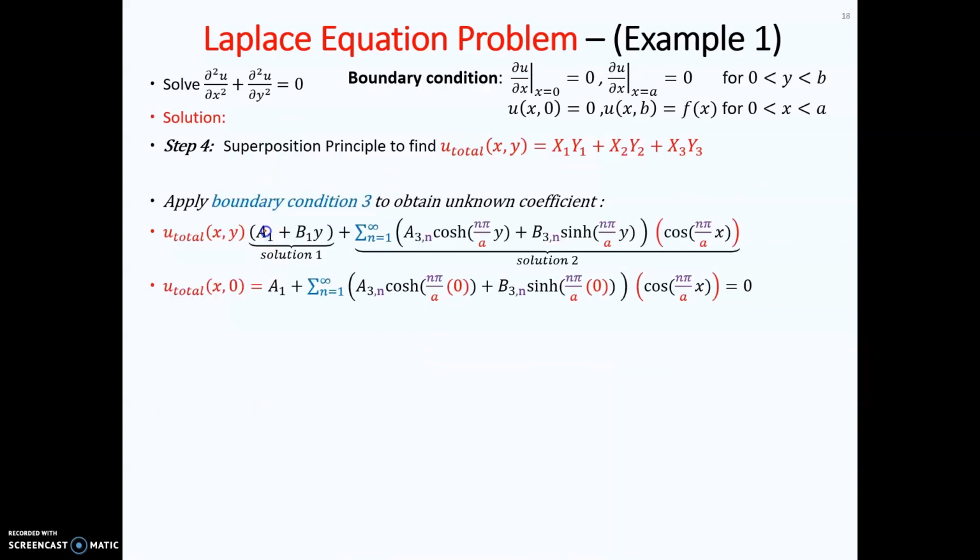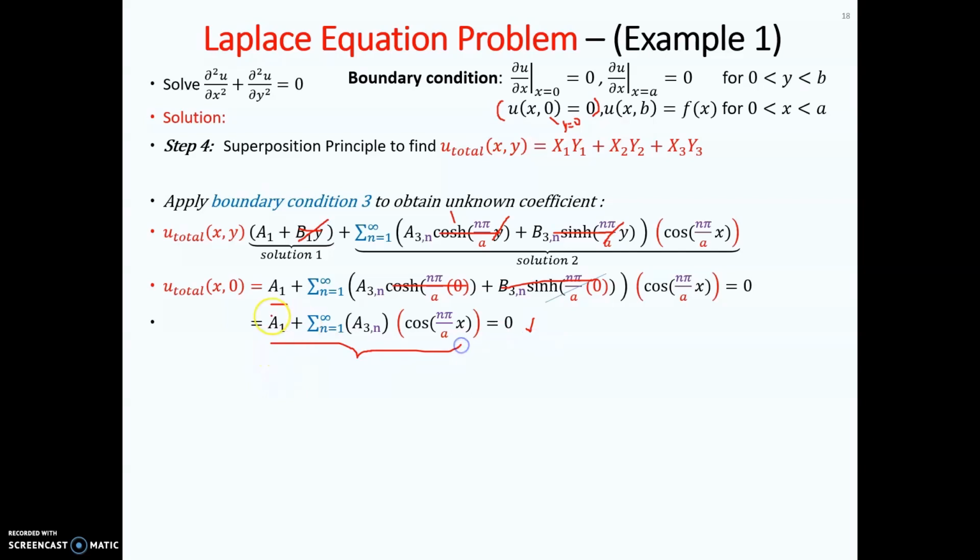So you have 4 unknowns in this case, a1, b1, a3 and b3 here. So let's continue to apply the third boundary condition to find these coefficients. Substitute y equal to 0, then your u will be equal to 0. So you substitute y equal to 0 inside. Hyperbolic sine gives you 0, so this term can be cancelled. Hyperbolic cos 0 gives you 1. Therefore, this term will remain a3. So b1y here cancels, so you only have a1. So you should be able to obtain this equation.